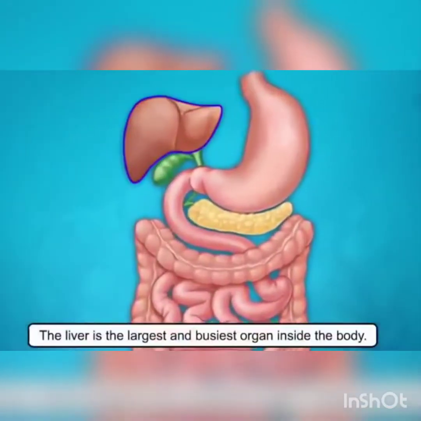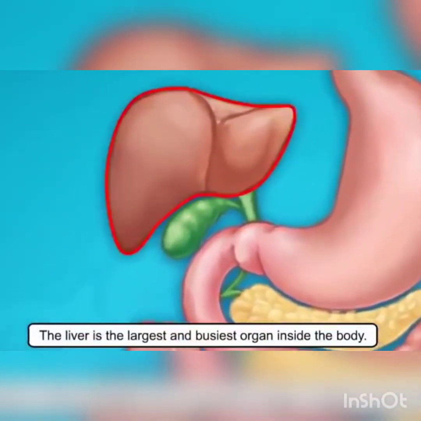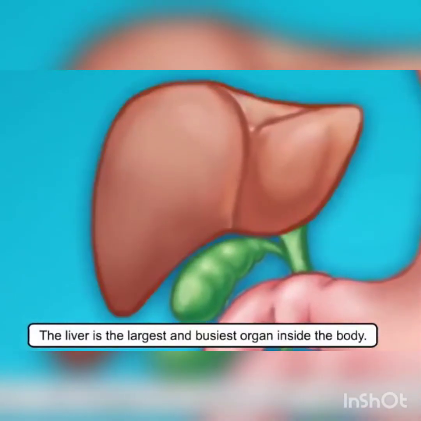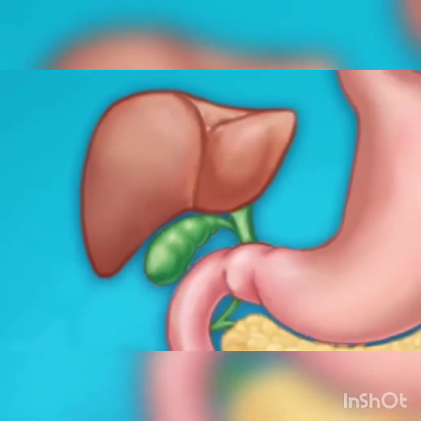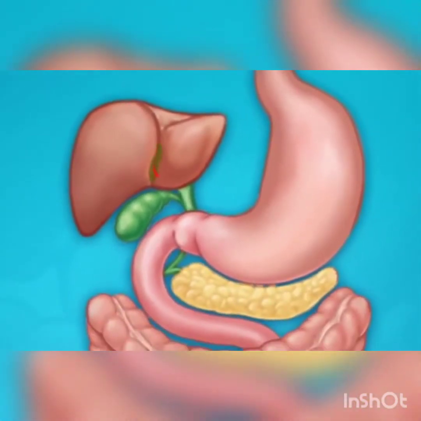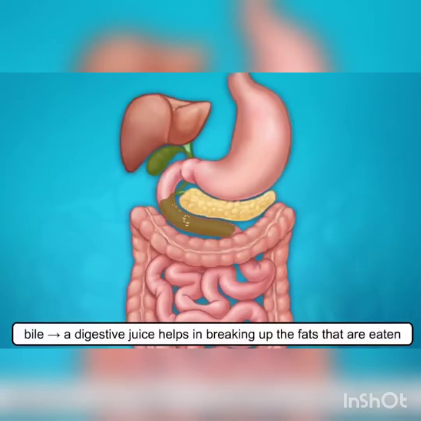All of you remember, the liver is the largest gland in the human body. It is the largest and busiest organ inside the body. It does many different jobs. It helps to produce a thick green fluid that is called bile, and it is stored in the bag-like structure present near the liver. It is known as the gallbladder.